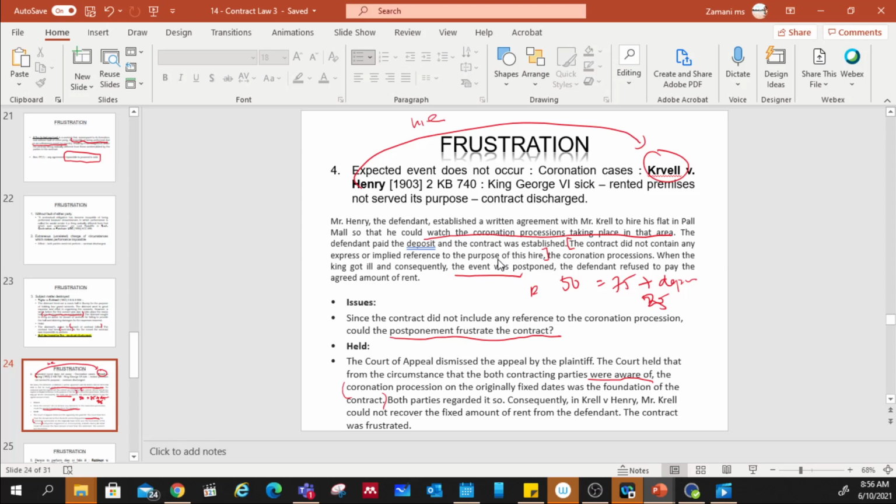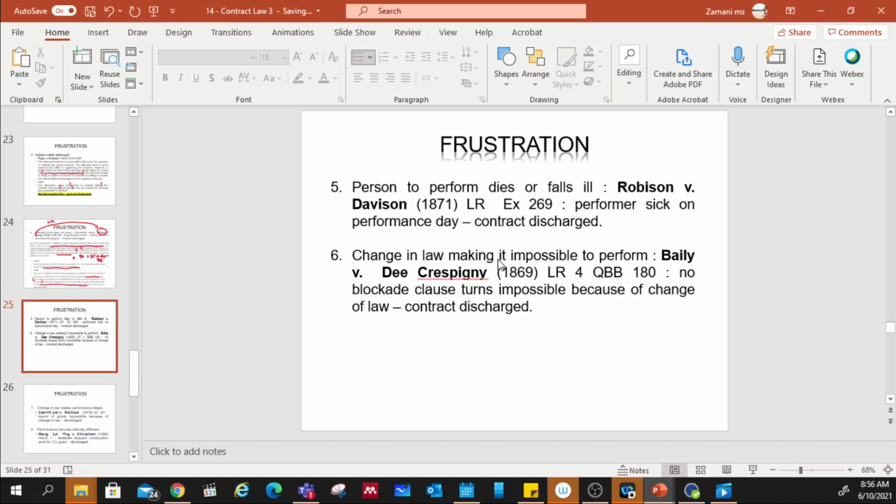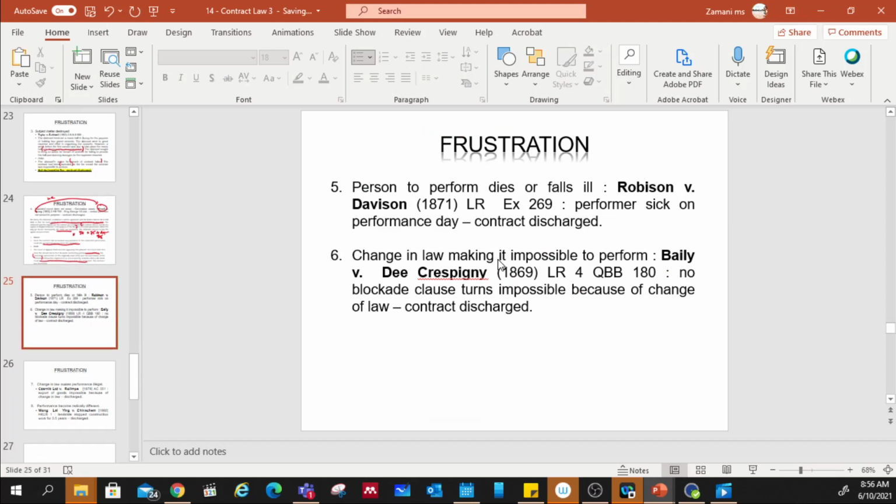Consequently, in Krell versus Henry, Mr. Krell could not recover the fixed amount of the rent from the defendant because the contract was frustrated. King George was sick, and the coronation day was not performed. So that's another example of frustration of a contract. It's not breach, it's frustration, because it cannot occur. For the rest of the case, you may just Google it to get an understanding of that.